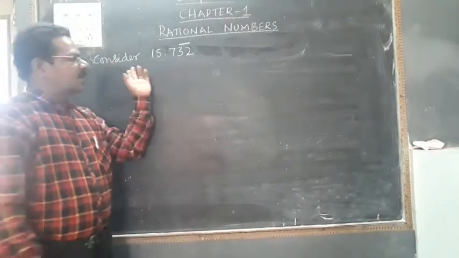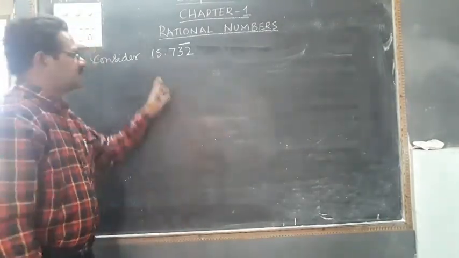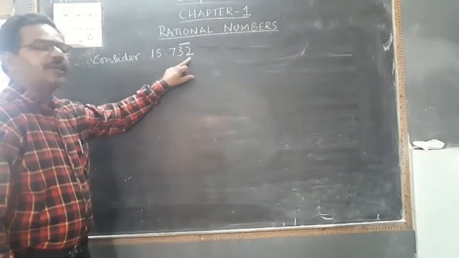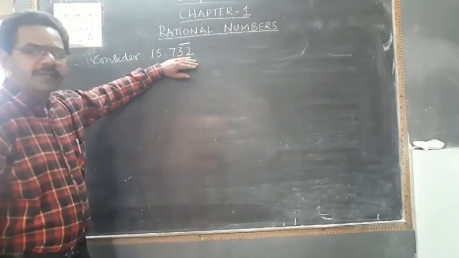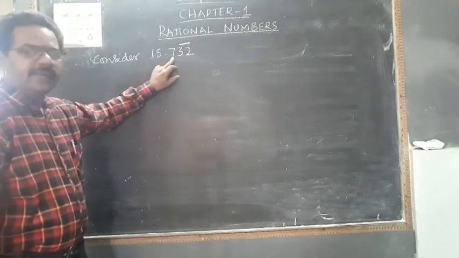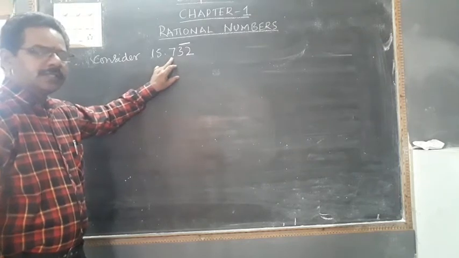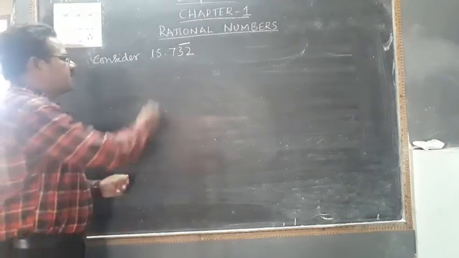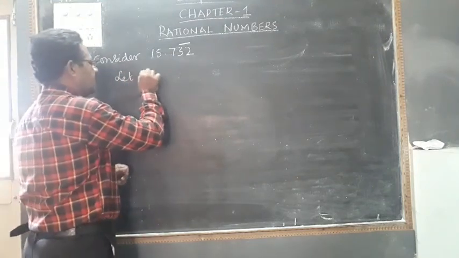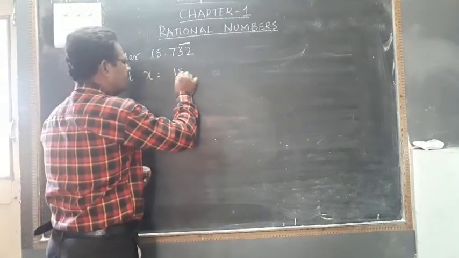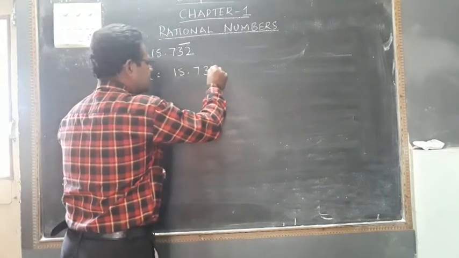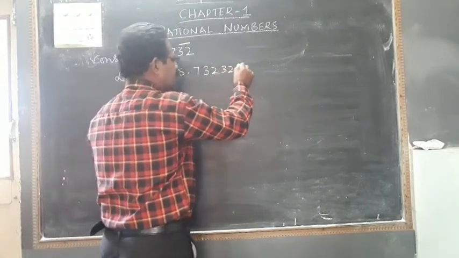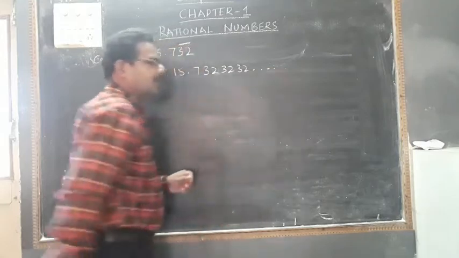So we shall consider another example. This is 15.732 bar. The bar is only for 32. It is not for 7. So this is another example we are going to solve. For this also, let x be equal to 15.732 with only 32 repeating.